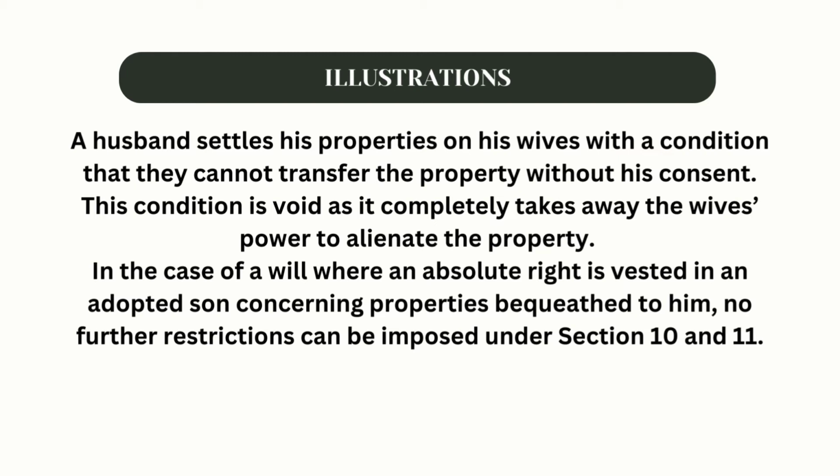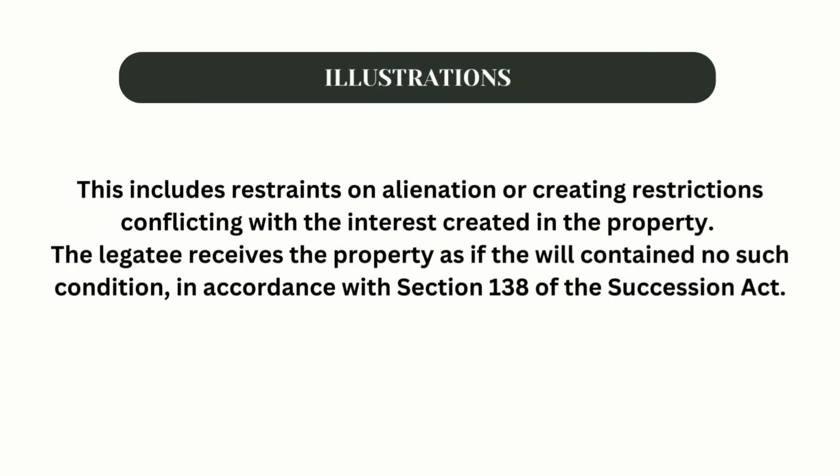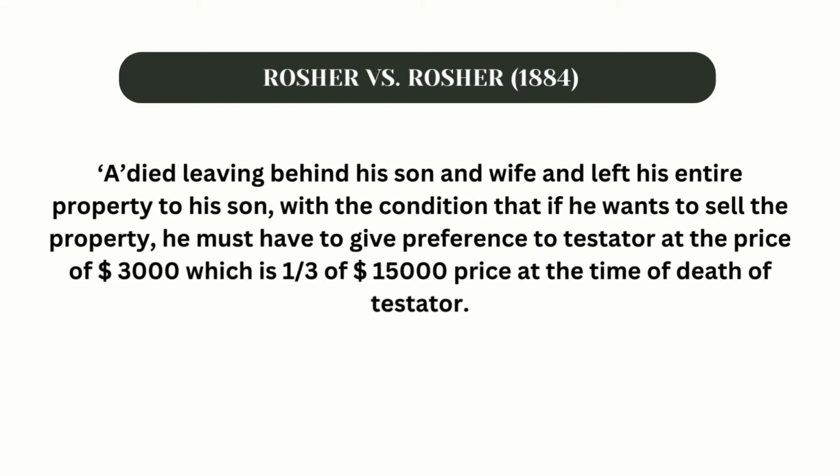In the case of a will where an absolute right is vested in an adopted son concerning the properties bequeathed to him, no further restrictions can be imposed under sections 10 and 11. This includes restraints on alienation or creating restrictions conflicting with the interest created in the property. The legatee receives the property as if the will contained no such condition, in accordance with section 138 of the Succession Act. Rosser versus Rosser, 1884, one of the oldest cases.